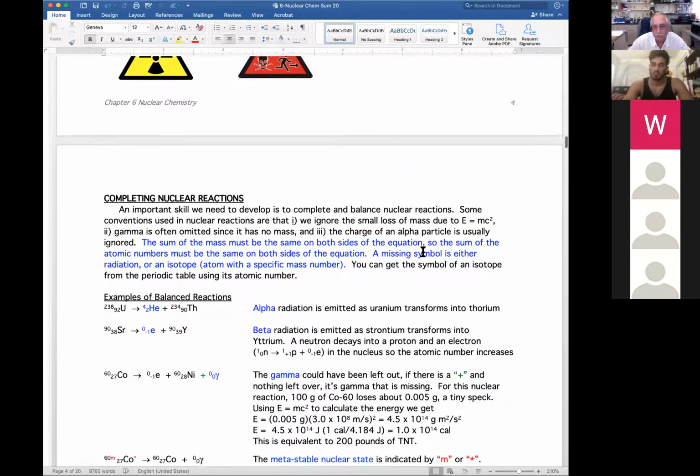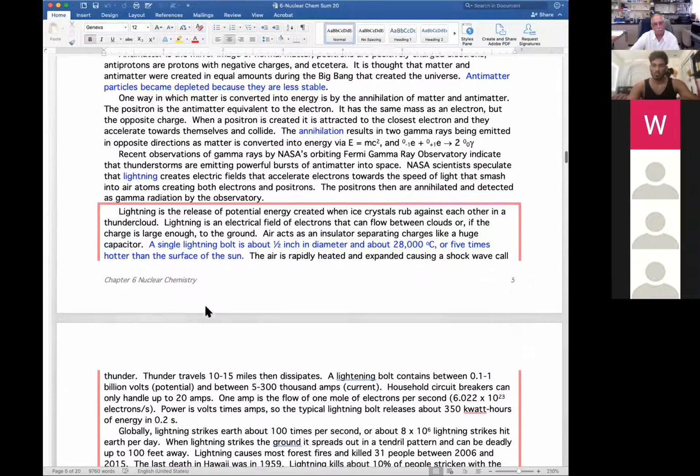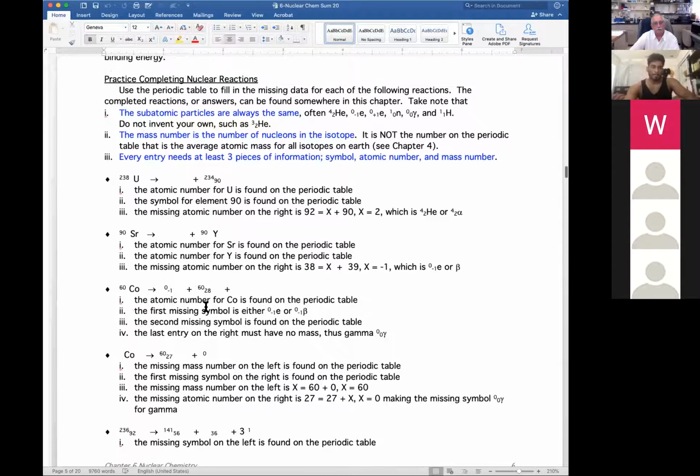When it comes to completing nuclear reactions, you have a lot of examples in here. And so I went through these simple ones over here. Let's see. And then a bunch of practice. Now the answer to these is somewhere in the chapter. And I went through how you could do it. You could do it a different way. It's just like balancing an algebraic equation, right? There's more than one way to do it. But I guess the major thing is that the subatomic particles are always the same. Here's what they are. So you can't go around just inventing your own.